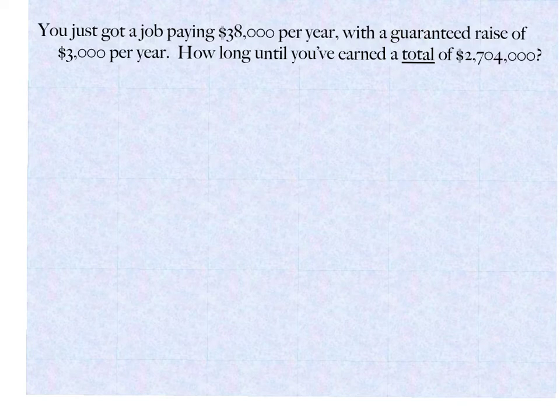What we can tell right away, since the guaranteed raise is $3,000, is that we'll be adding $3,000 on. We know this is an arithmetic sequence. So we can use the arithmetic sum formula to start, and we know that sum is going to have to equal 2,704,000. What we don't know is how many years that's going to take. That's what we're being asked.